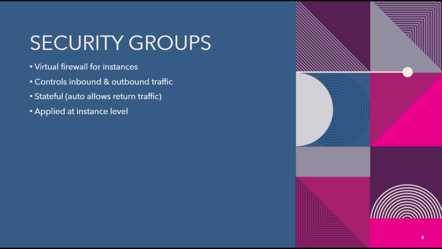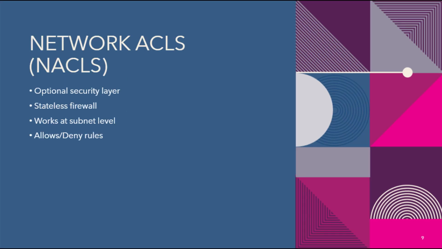Security groups. Security groups act as a virtual firewall at the instance level. They control inbound and outbound traffic and are stateful, meaning return traffic is automatically allowed. Network ACLs. Network ACLs are another layer of security at the subnet level. Unlike security groups, they are stateless, so we must explicitly allow both inbound and outbound traffic.